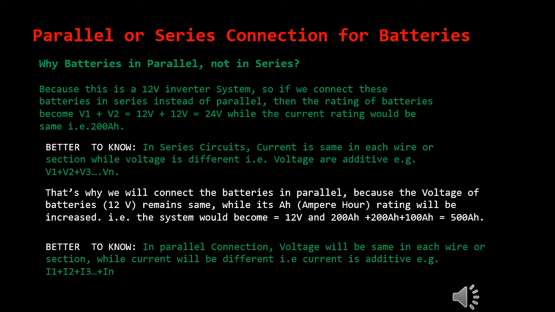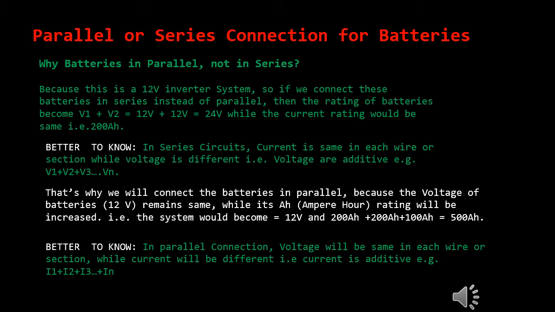The system will become 12 volts and 200 amps plus 200 amps plus 100 amps, which is equal to 500 amp-hours. As we have said in the other tutorials, we have 2.5 batteries, and our main battery has a capacity of 200 amps. So this 2.5 is the half of a 200 battery, and half of that battery is going to be a 100 amp battery. That's why I've said we are going to have 200 amps plus 200 amps plus 100 amps. I think I am clear and you've heard me very well. So we shall have a total of 500 amps at 12 volts.